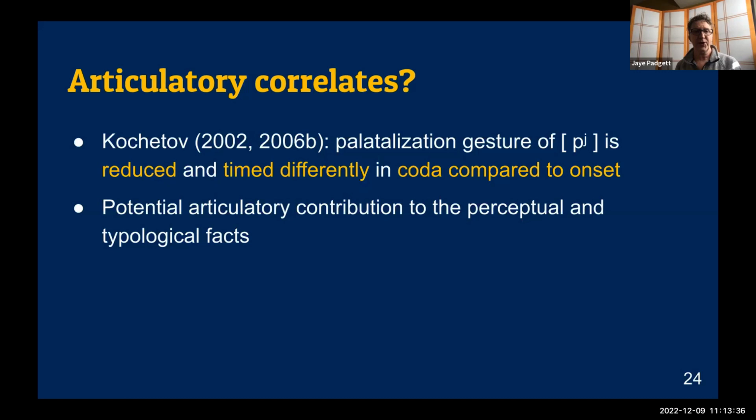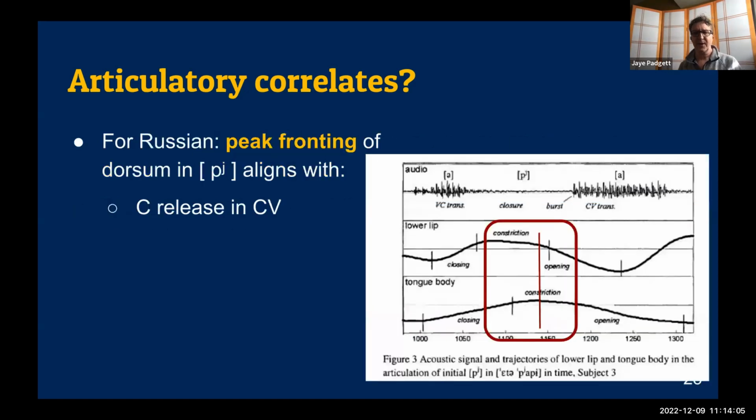So Kochetov has also looked at the production of these contrasts using EMA, and he observes that the palatalization gesture of pya is reduced and timed differently in the coda compared to the onset. And this is a potential articulatory contribution, or a precursor or correlate, whatever you like, to these perceptual and typological facts. So these are diagrams from Kochetov's work.